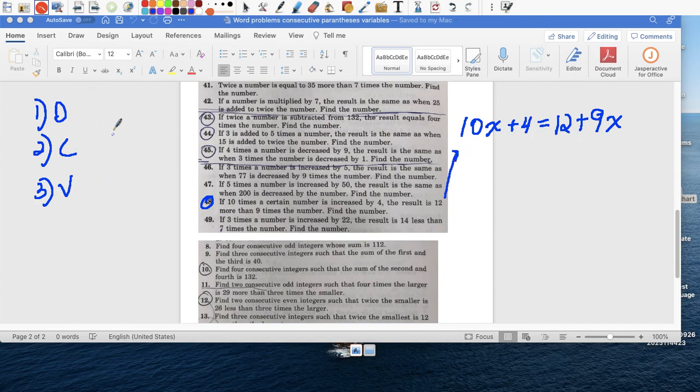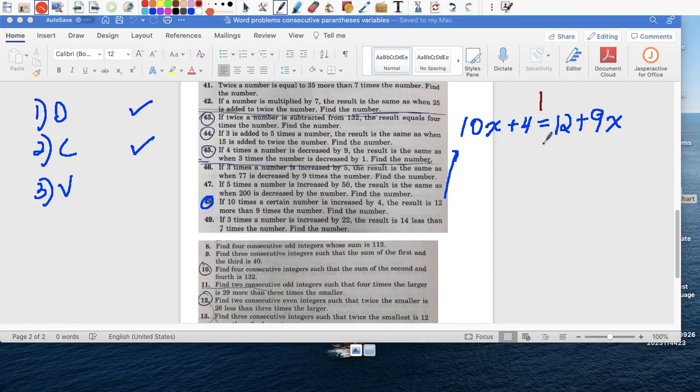Again, go through your checks. Is there a distributive property? No. Is there combining like terms? Can I combine 10x and 4? No. Can I combine 12 and 9x? Still no. Variables. Are there variables on both sides? Yes. Sorry, there's an x here and an x here. One has a coefficient of 10, the other one has a coefficient of 9. Well, one of them has to go.